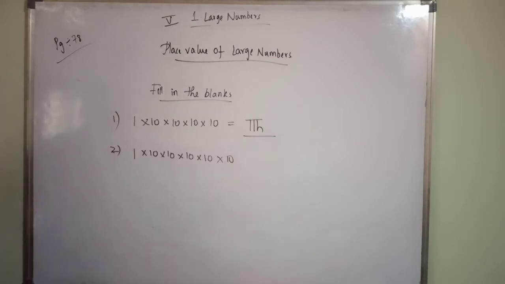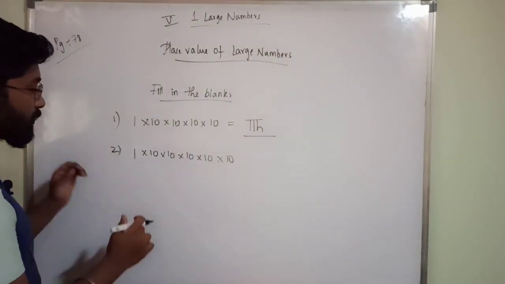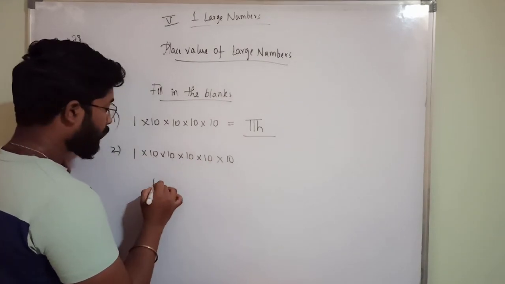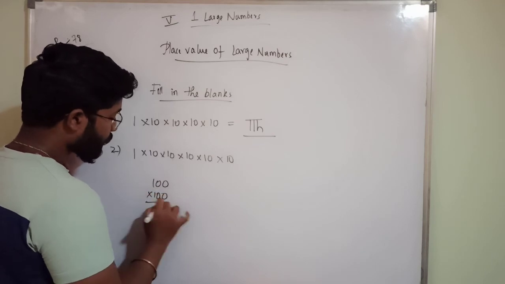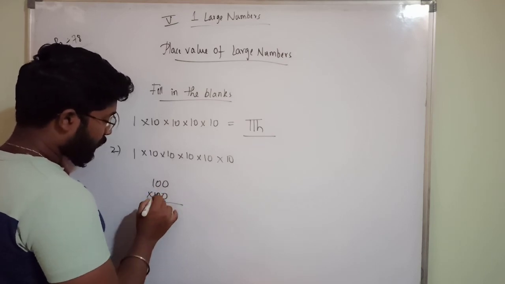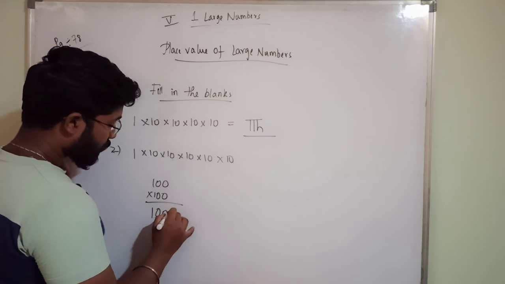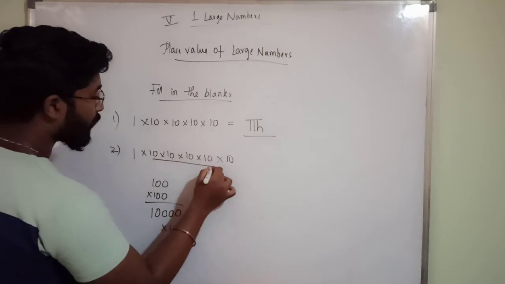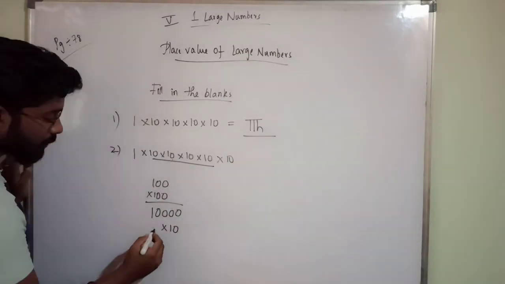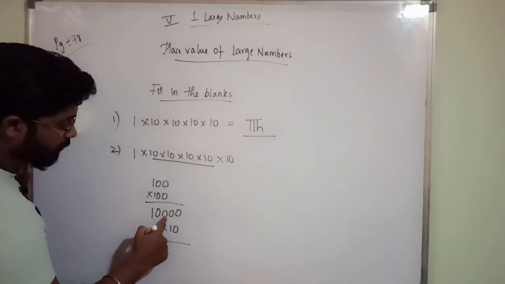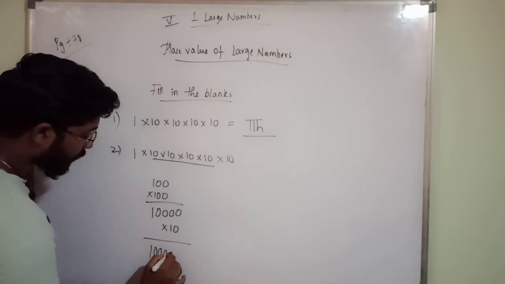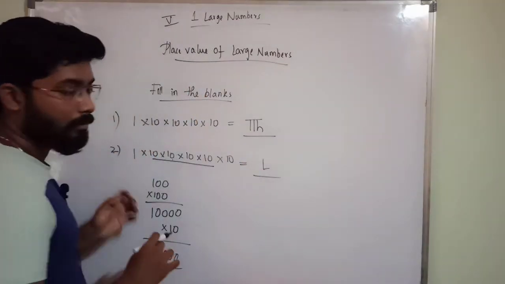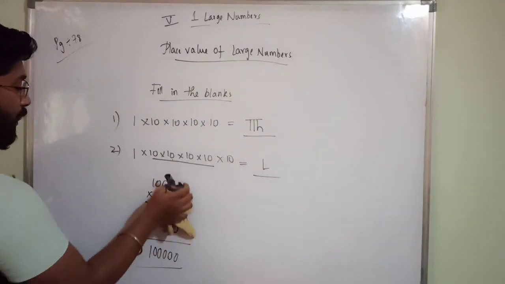Okay. So this is 10 into 10, 100. Here 10 into 10, 100. 100 into 100, how much? So 1 ones are 1. 1 2 3 4, 4 zeros. So you got 10,000. 10,000 into 10, how much? So up to here you are getting 10,000. 10,000 into 10, how much? 1 ones are 1. How many zeros you are having? 5. 1 2 3 4 5. Clear? So what is the answer? Lakh. Okay. Like that you have to write the place values.